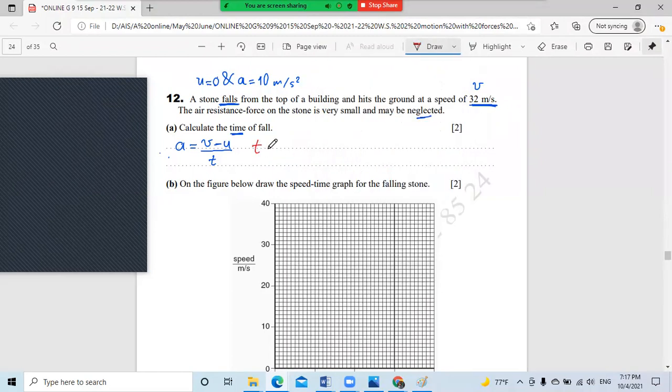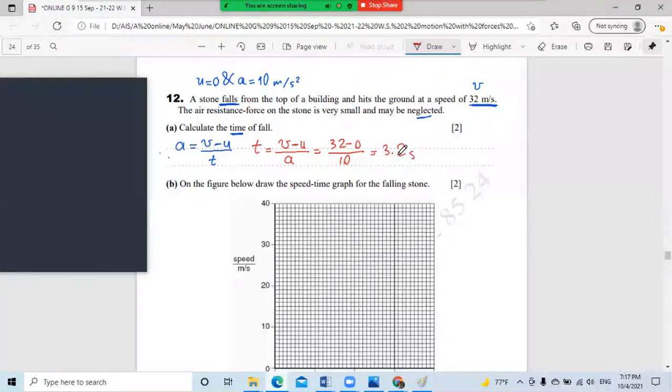So time equals what? V minus U divided by what? Acceleration, as Hazem told us now. So the final speed, which is 32, minus the initial speed, which is 0, divided by the acceleration, which is 10, and the answer will be how much? 3.2 seconds. So this stone needs 3.2 seconds to reach the ground and hit it.